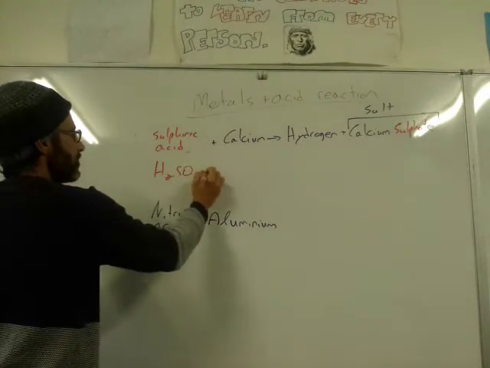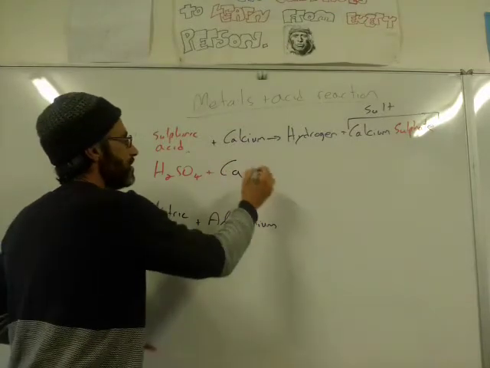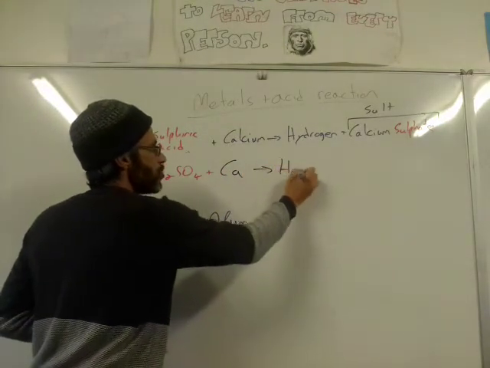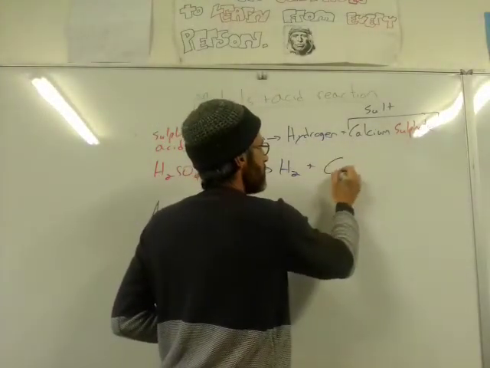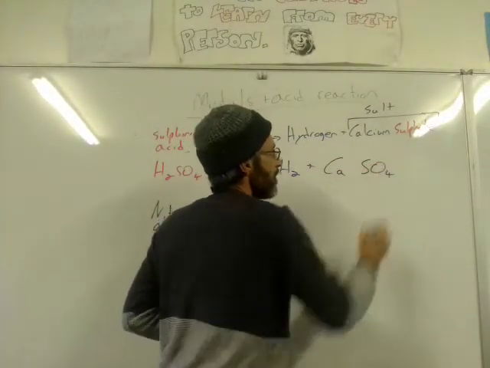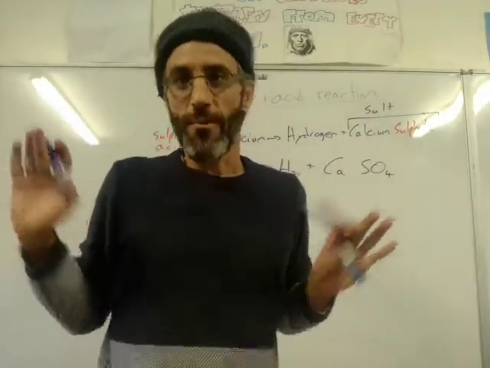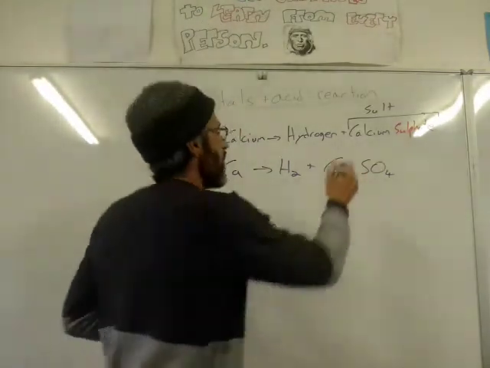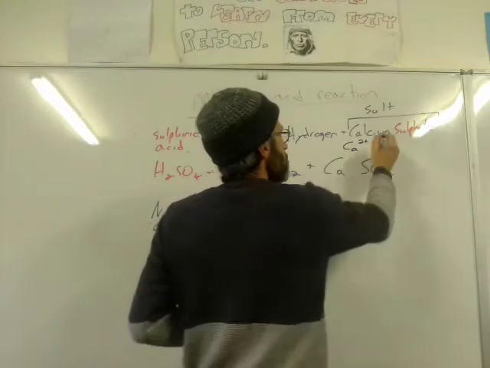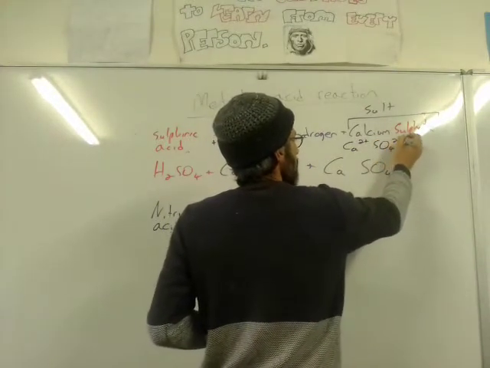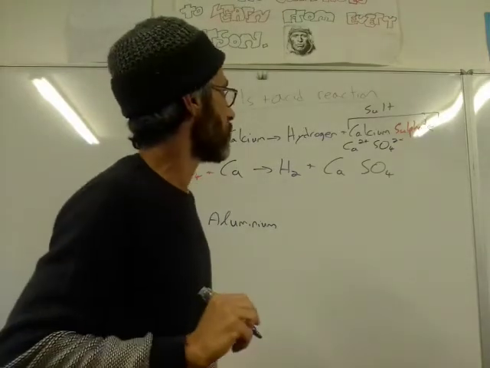H2SO4, sticking colors now, plus Ca gives you H2 plus Ca and SO4, so we're going to have CaSO4. But remember, we need to figure out the ratios. It's not going to just be CaSO4. It might be, but it might not. How do we do that? We write Ca is column 2, so it's 2 plus. SO4 is 2 minus. Just got to remember that.